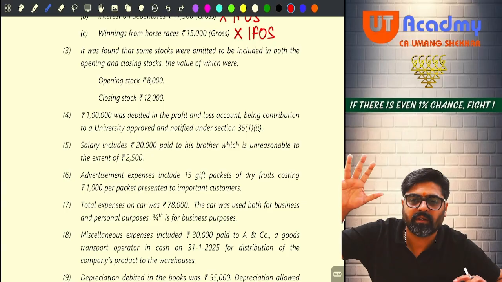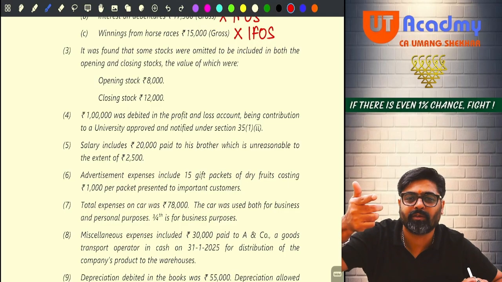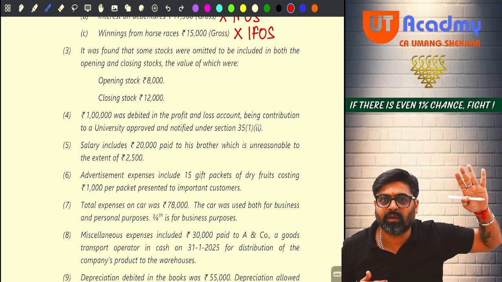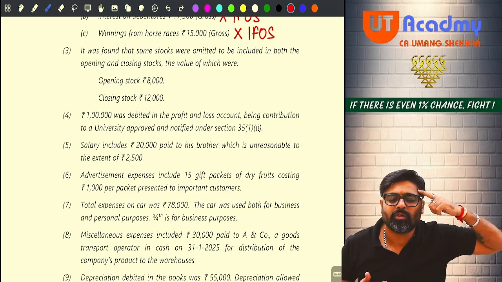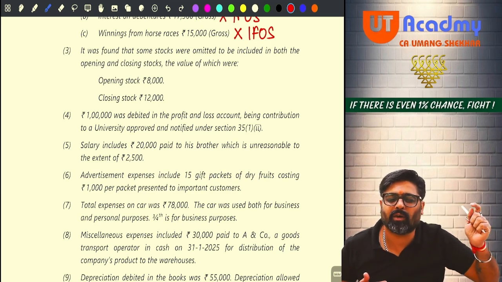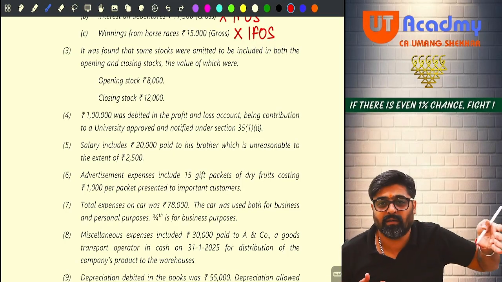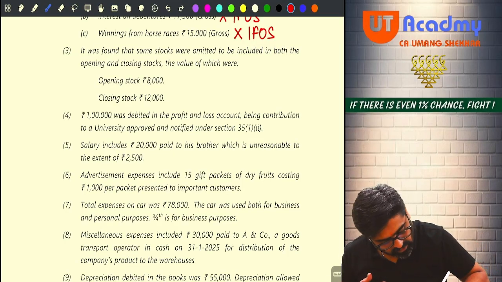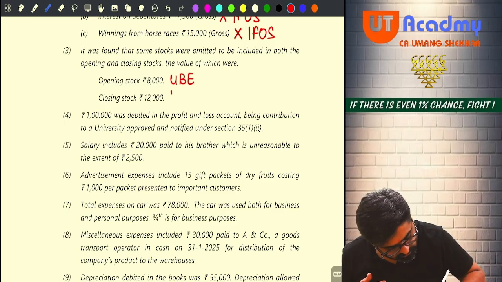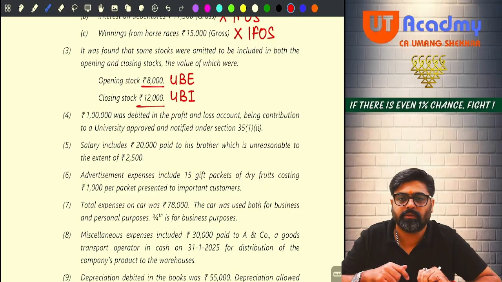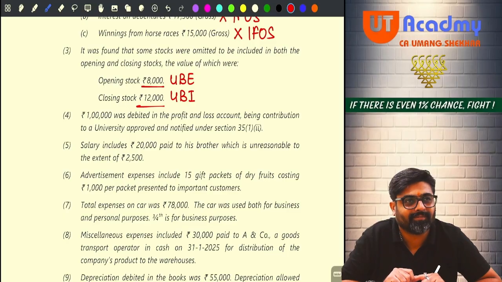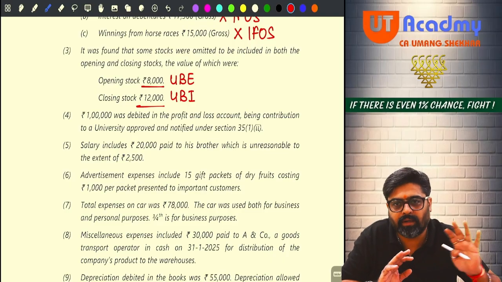8,000 expense not recorded. UBE. Reduce 8,000. Closing stock is on the credit side, no? So closing stock, credit side, 12,000 not recorded. Income not recorded. Add 12,000. So this is UBE. This is UBI. 8,000 you will reduce and 12,000 you will add on your calculator. Reduce 8,000 and add 12,000. Keep aside your calculator now.